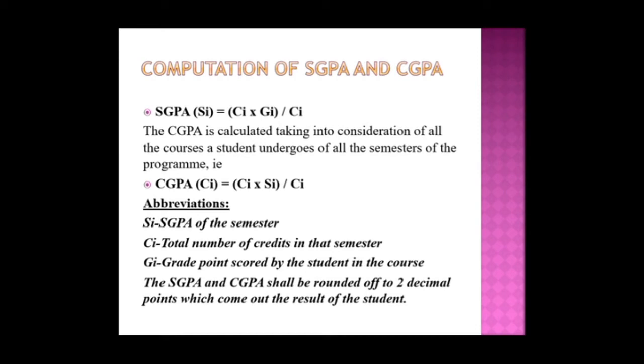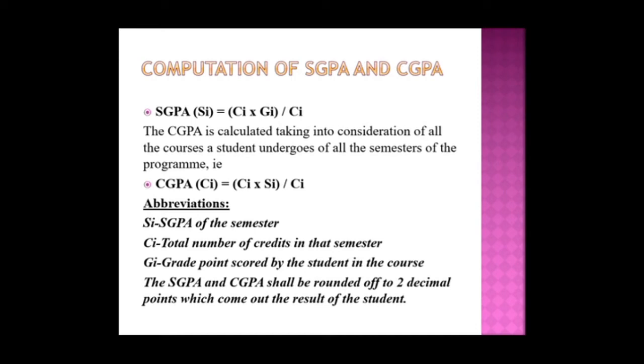So in total, 3 years and 2 semesters in each year. So in total you have 6 semesters. So CGPA is a calculation of the grades of all 6 semesters, right? And the abbreviations I have also put here. SI means, what is SI? SGPA of the semester, right? And CA is the total number of credits in that semester.